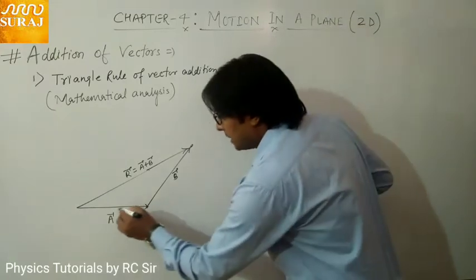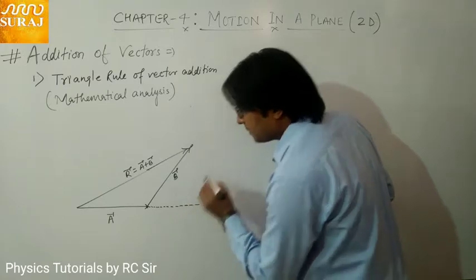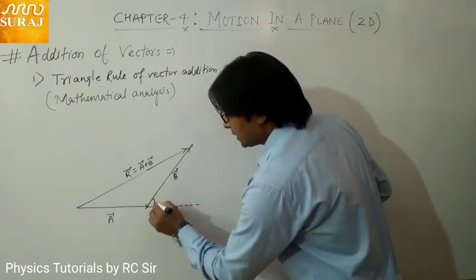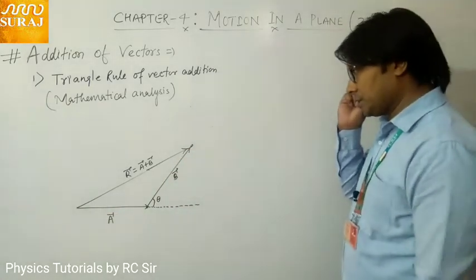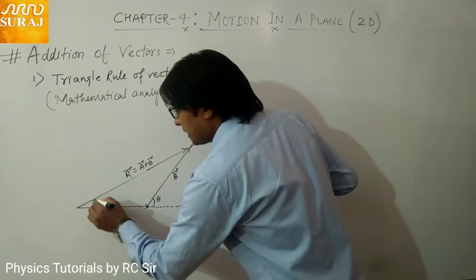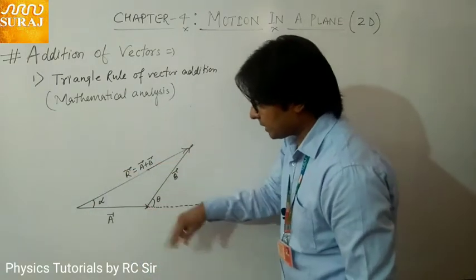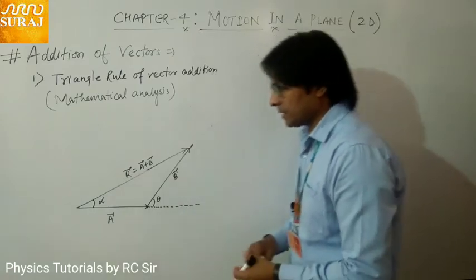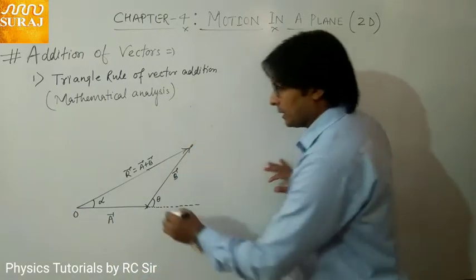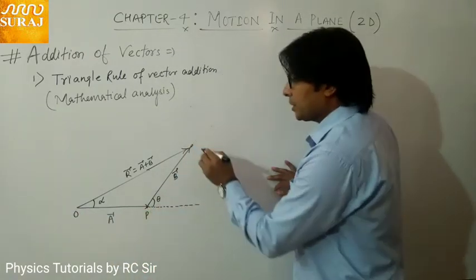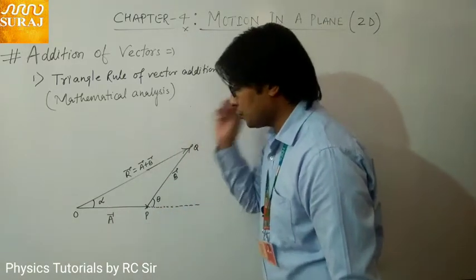So now suppose A vector and B vector are making a theta angle with each other. So this is the angle theta which A vector and B vector are making to each other. Okay, and this is angle, suppose alpha, which the resultant of A vector and B vector is making with A vector. So suppose I am representing this point as O, this point as P, and this point as Q, then this is the OPQ triangle.